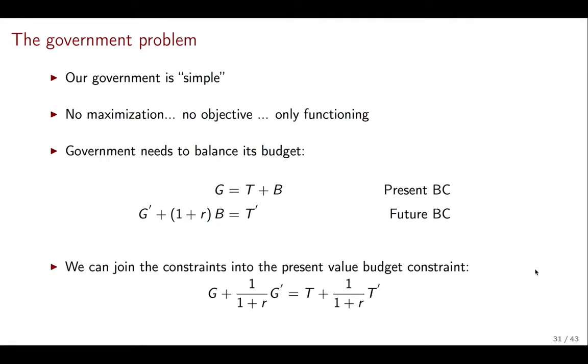We can, the same way as we did for the consumer, join the constraints into the present value budget constraint of the government. If the government is free to borrow or save at will, if there are no restrictions over B, then we can just merge these two equations. Then we get the present value of spending, government spending today, plus the present discounted value of government spending tomorrow, has to be equal to the present discounted value of all taxes.